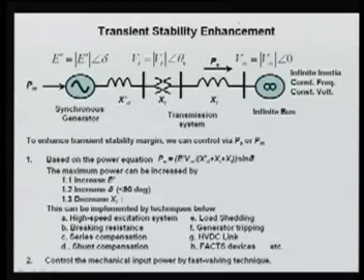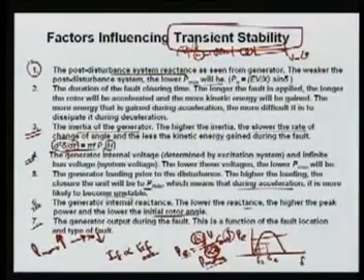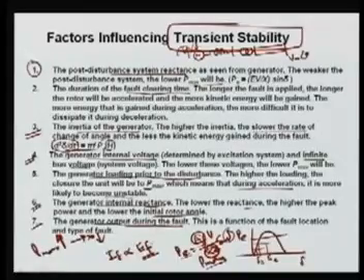Now, once we have seen the various factors, to recap, we can say the post-fault reactance is one factor, the fault clearing time is the second factor, inertia of the generator is the third factor, then the internal terminal voltage as well as the infinite bus voltage magnitude, the loading prior to the disturbance, the internal reactance of the generator, and the generator output during the fault.